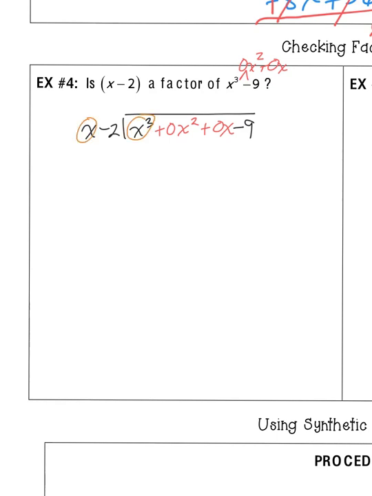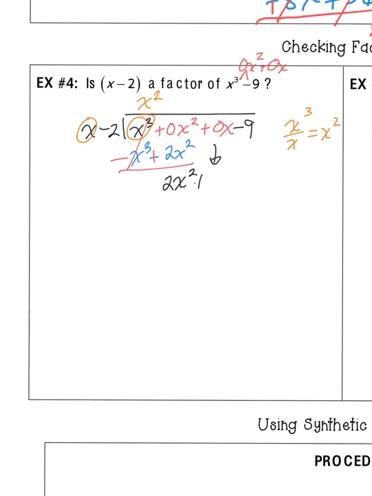So let's focus on first terms. So the x cubed and the x. So off to the side, x cubed divided by x is x squared. So an x squared goes up top. Take this and multiply it all the way through. X squared times x is x cubed. See how they match? X squared times negative 2 is negative 2x squared. So then you want to draw your line and change all your signs. And 100% of the time that should cancel out. Then you're going to add down, and you get a positive 2x squared.